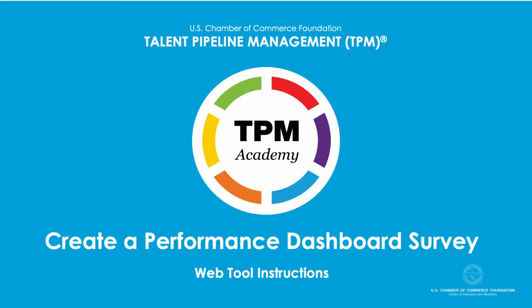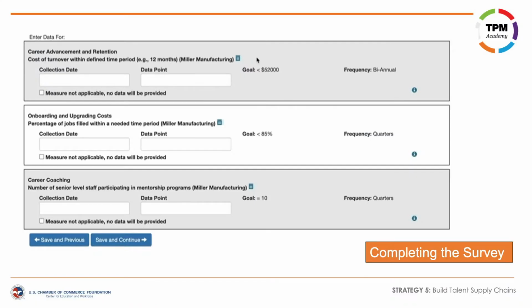Creating a Performance Dashboard Survey. The Performance Dashboard Survey is used to collect baseline and additional data points for active measure sets identified within the survey. Before a Performance Dashboard Survey can be created, a Performance Dashboard must be established and built out with measure set and target data. The Performance Dashboard Survey serves as a data collection tool to streamline the way in which businesses and/or collaboratives provide data that informs the Performance Dashboard on progress for the key employer pain points.